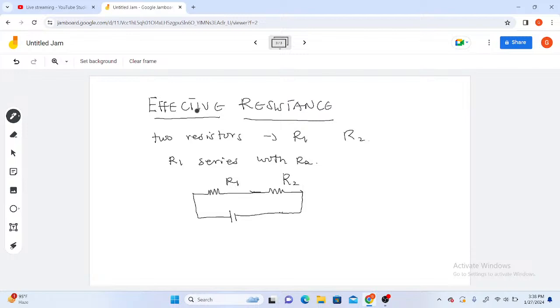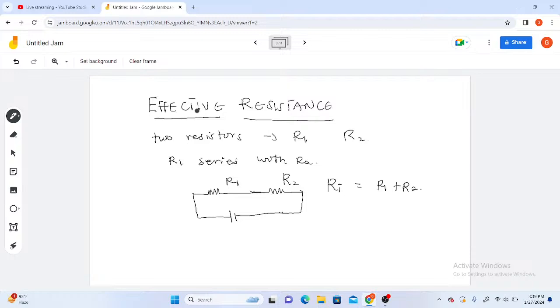This is a simple circuit. I'm illustrating the effective resistance to you. You realize that the effective resistance RT, which is also called the total resistance, is equal to the sum of the two resistors, R1 plus R2. The reason behind this is the same current is flowing through. So you just add the magnitudes of the resistors, that is their resistances, then you get the effective resistance.